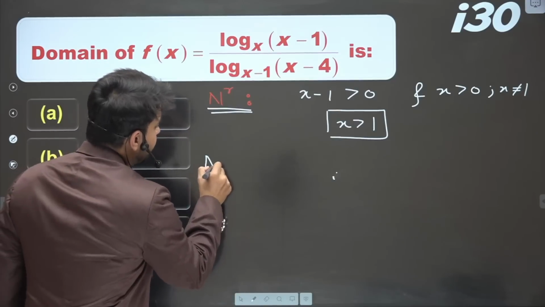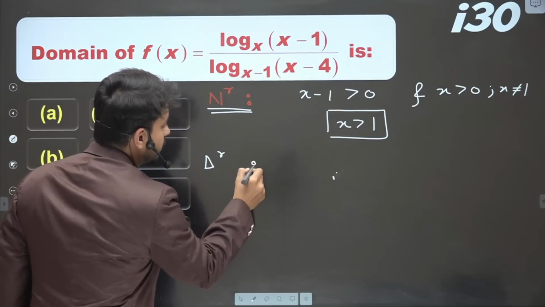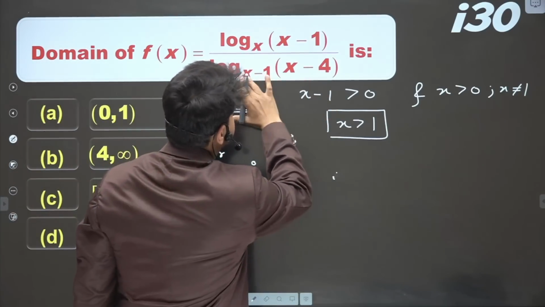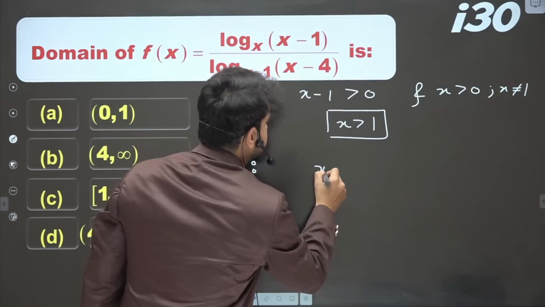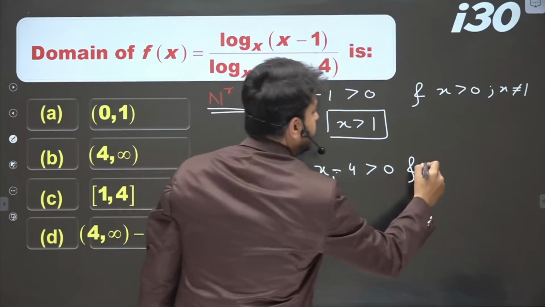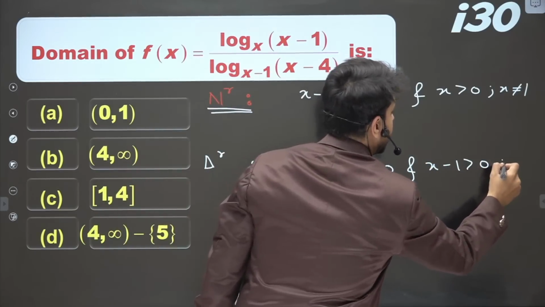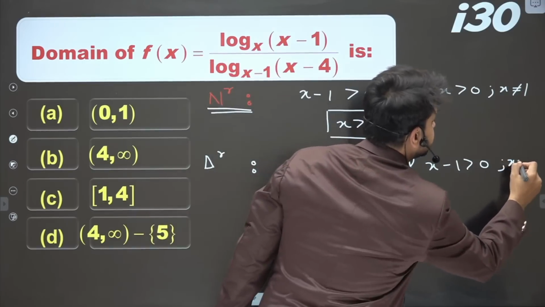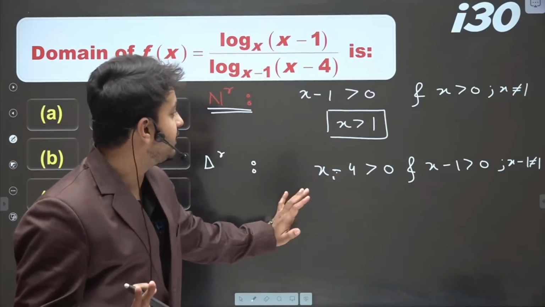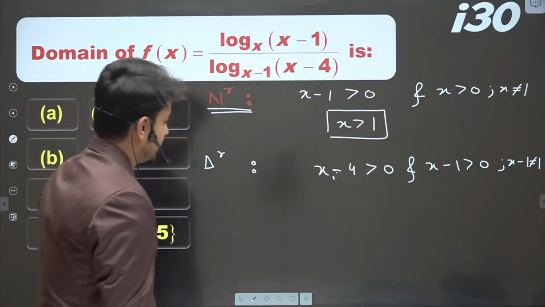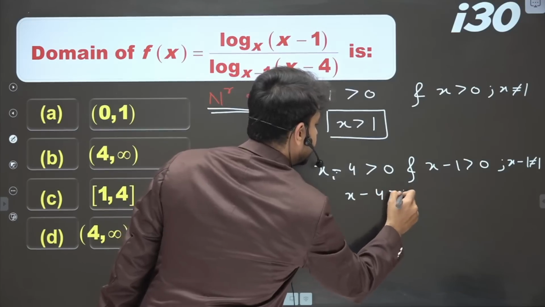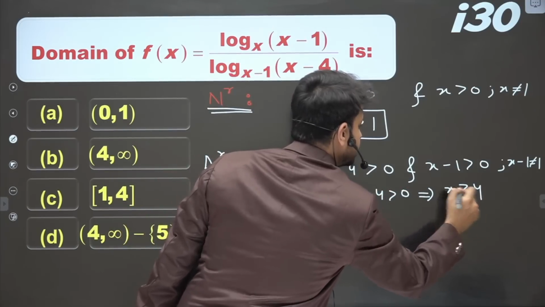Now, similarly, if you talk about the denominator, it will be saying that x minus 1 जो यहाँ पे base है और जो argument है दोनों ही greater than 0 होने चाहिए. That means x minus 4 has to be greater than 0 and x minus 1 has to be greater than 0, and also we have to say that x minus 1 can't be 1. Right everybody? So this is the overall picture right now. Moreover, from here we will be getting x minus 4 should be greater than 0. That means x should be greater than 4, right?